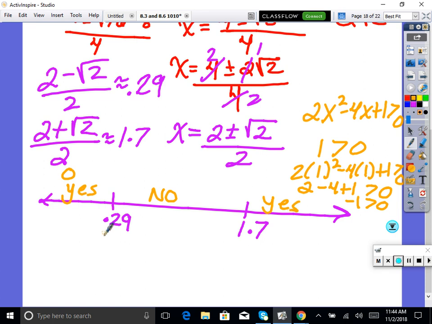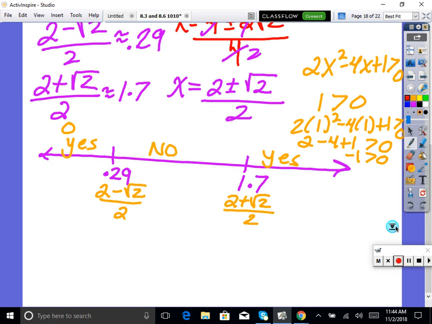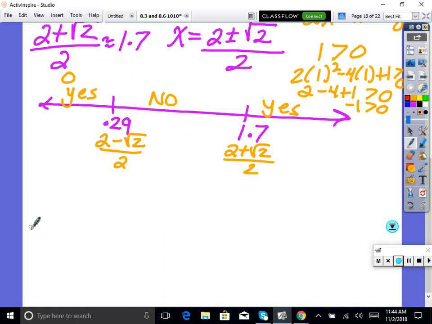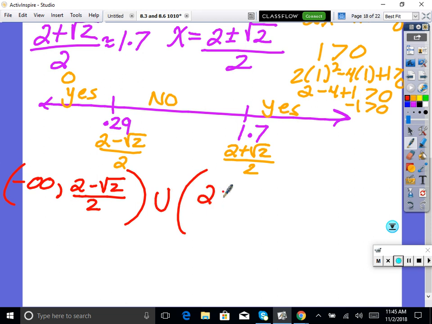So now from here, we'll write our final answer back in these radicals. This one was 2 minus root 2 over 2, and this one was 2 plus root 2 over 2. It's not that it's any harder, it's just uglier to write. So we're coming in hot from negative infinity up to 2 minus root 2 over 2. Is it equal to 0? Do you remember? Was it an equal to? Okay, so then parenthesis, union, and then it's yes from 2 plus root 2 over 2 to infinity.